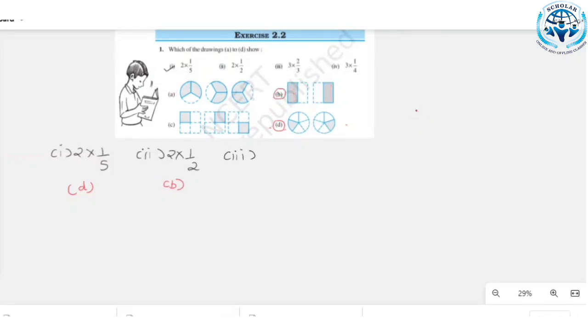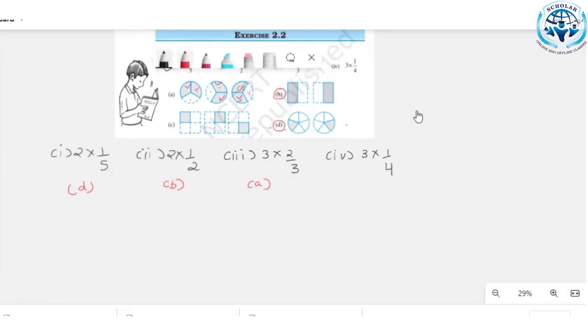The third one, 3 into 2 by 5. Now A and C are both 3 and 3. We have to choose between them. 2 by 3, that means total parts are 3. It is given in the first figure. So the answer is A. Now the last one, 3 into 1 by 4. Again 3 parts, 3 wholes, that means A and C. A is already done. So the answer is C. You can check that there are a total of 4 parts and 1, 2, 3, total 3 parts are shaded. So the answer is C.